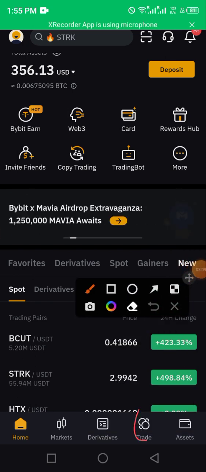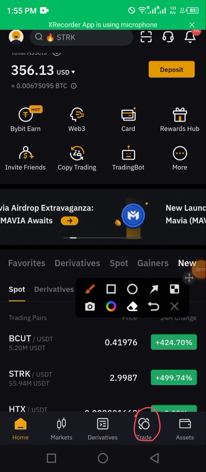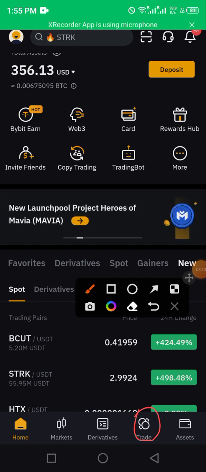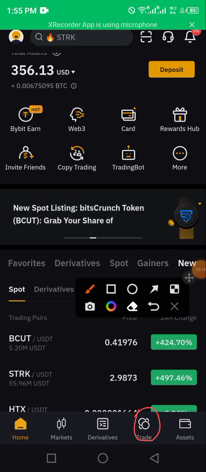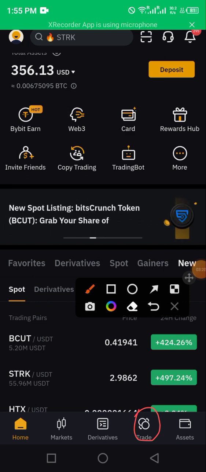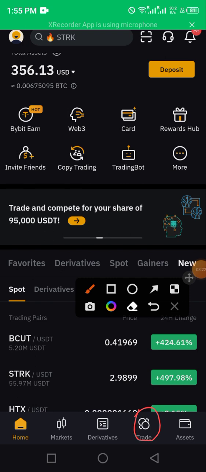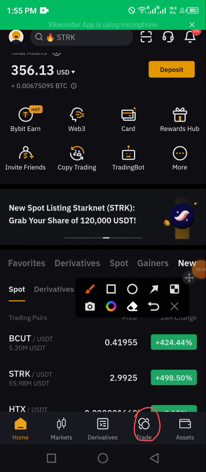So here's our spot trade session on our Bybit exchange. On the Binance exchange it is called the spot session. On the Bybit exchange it is called trade. So they all serve the same purpose. But today we are working on our Bybit exchange.